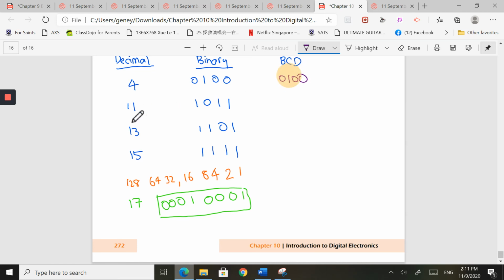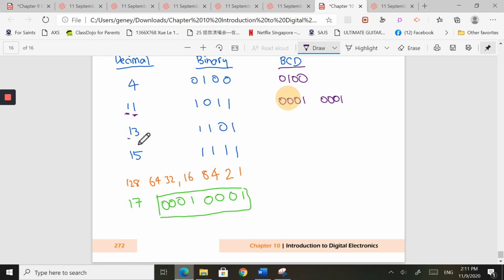But once I go on to 2-digit decimal numbers, it starts to change. So 11, I need to take each digit 1 individually. A 1 in binary is 0001. So this is the first one. The second one is also another 0001. So each decimal digit will have its own 4-bit binary equivalent.